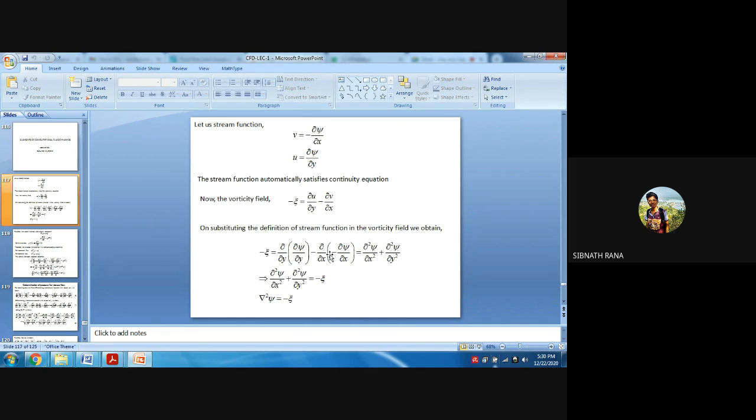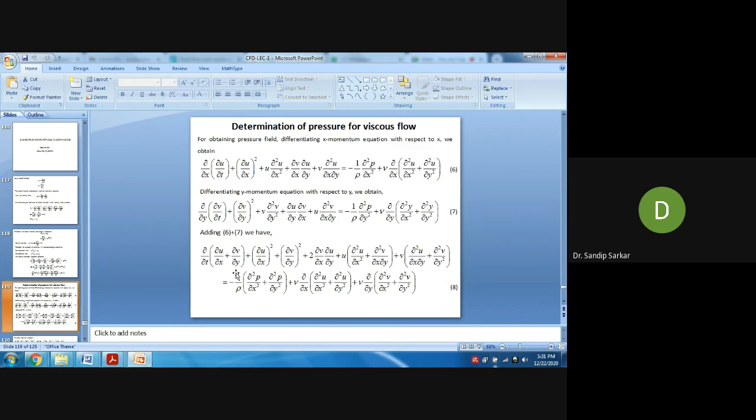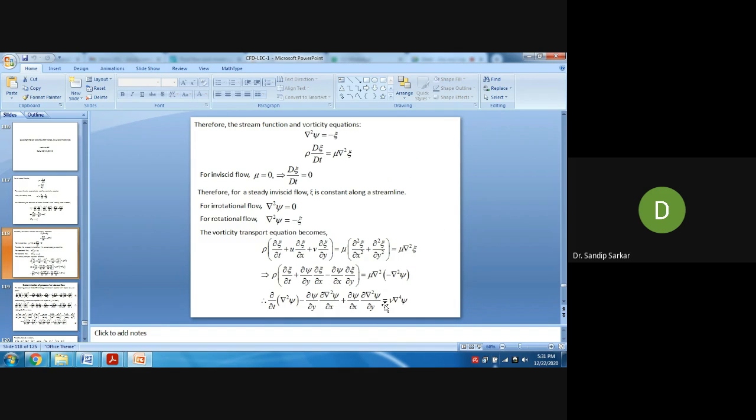Then how can we get the pressure field also? Yes, I am coming to that. Up to this, it is clear, right? Yes, clear. Okay, sir.